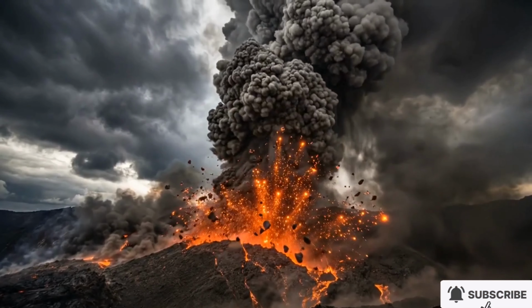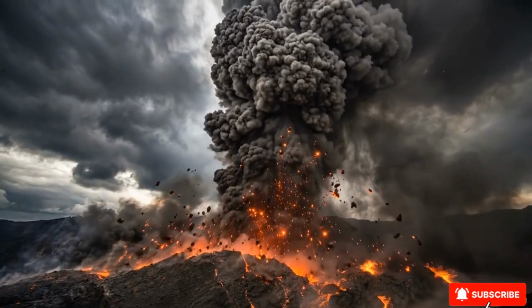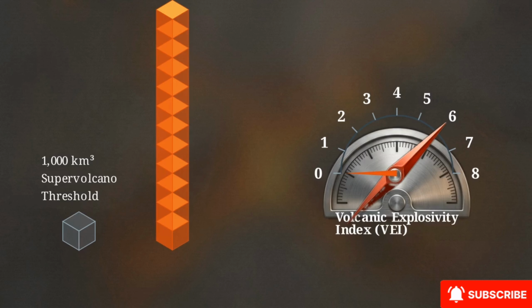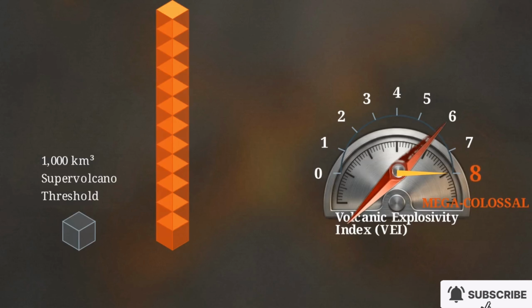Geologically, a supervolcano is defined by its ability to eject more than 1,000 cubic kilometers of material in a single event. The magma chamber beneath the park holds enough volume to reach this threshold many times over, placing it at the absolute peak of the volcanic explosivity index.